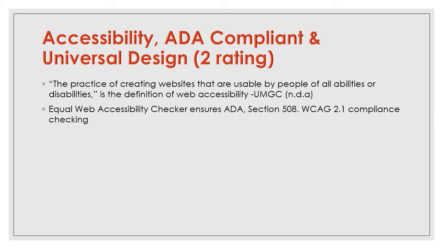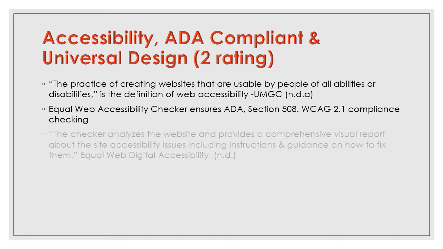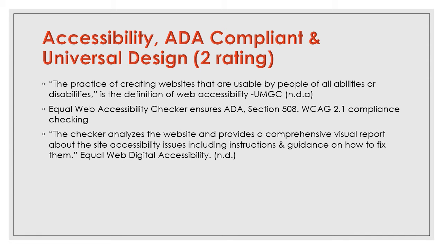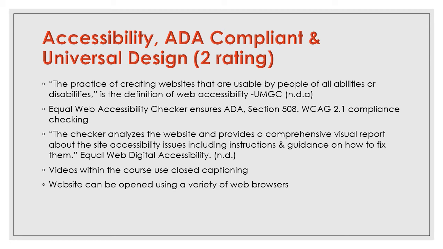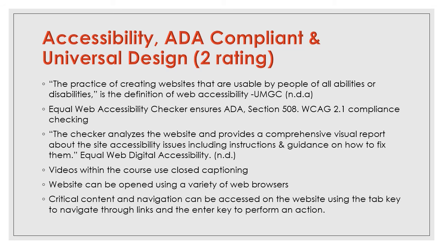According to UMGC, the practice of creating websites that are usable by people of all abilities or disabilities is the definition of web accessibility. To ensure that the online course was ADA compliant, I used the Equal Web Accessibility Checker to scan the entire course, scanning for ADA Section 508 and WCAG 2.1 compliance. The checker analyzes the website and provides a comprehensive visual report about the site accessibility issues, including instructions and guidance on how to fix them.